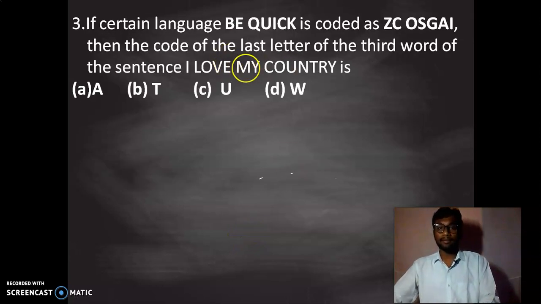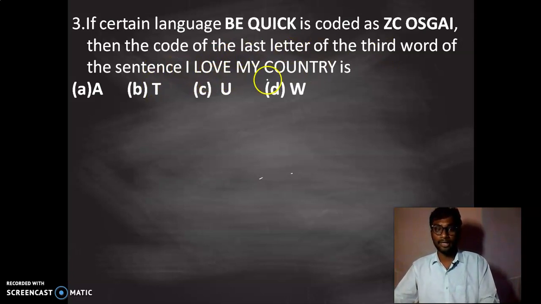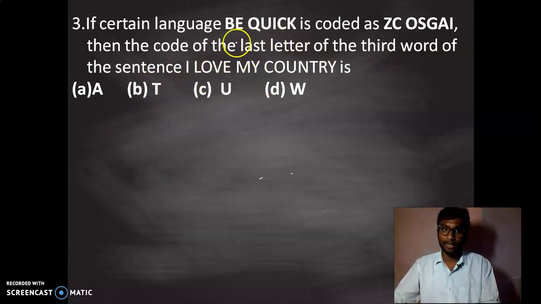Yes. In a certain language, Be Quick is coded as ZC Osgai. Then find the code of the last letter of the third word of the sentence, I love my country. So try to understand the very interesting question.